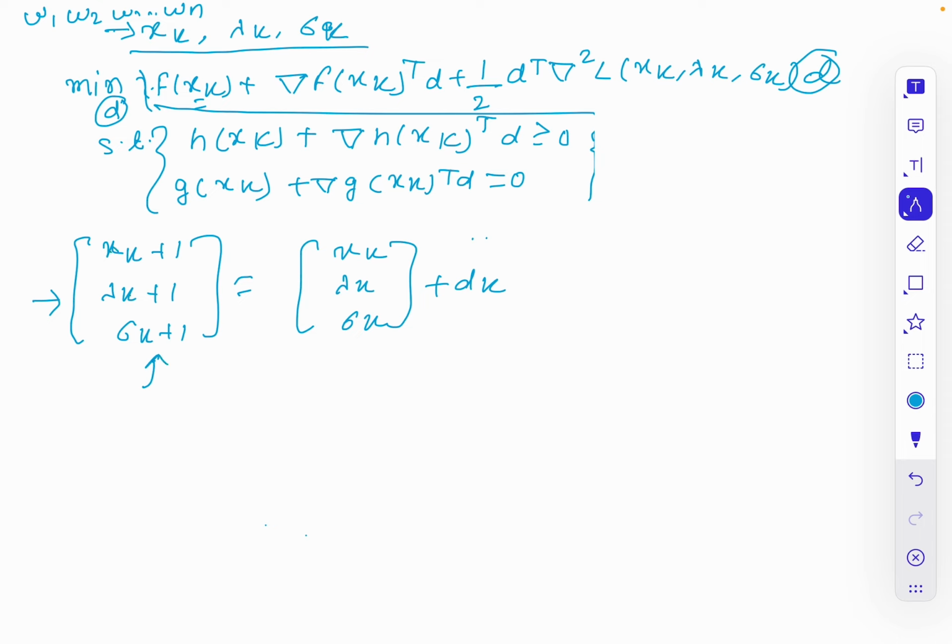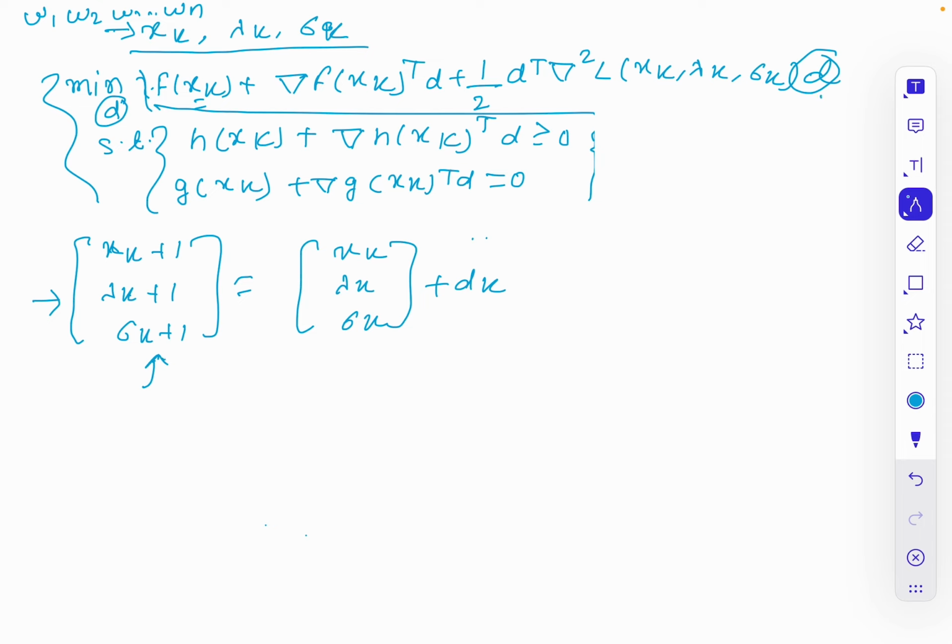Now you again put these values of x, lambda and sigma into this numerical sub problem, and again find the value of d. After that you update x, lambda and sigma again. You will keep updating x, lambda and sigma continuously until the gradient of the Lagrangian becomes as close to 0 as possible. What is this gradient of the Lagrangian? It is nothing but dL with respect to dx, dL with respect to d lambda and dL with respect to d sigma. So this is our SQP.